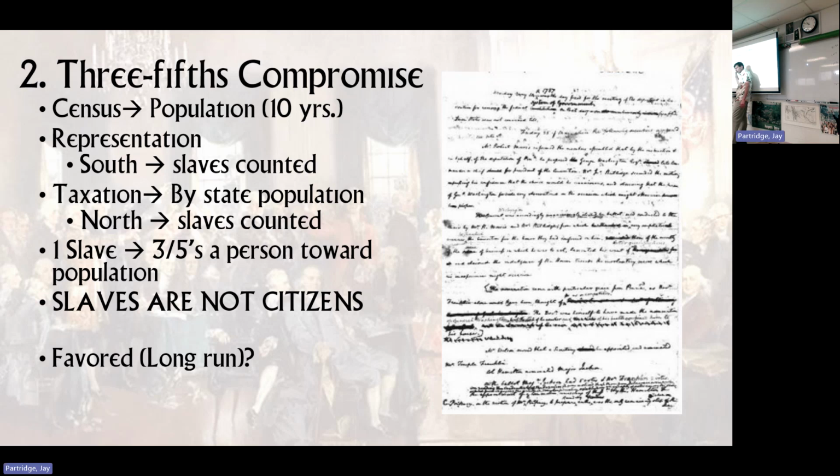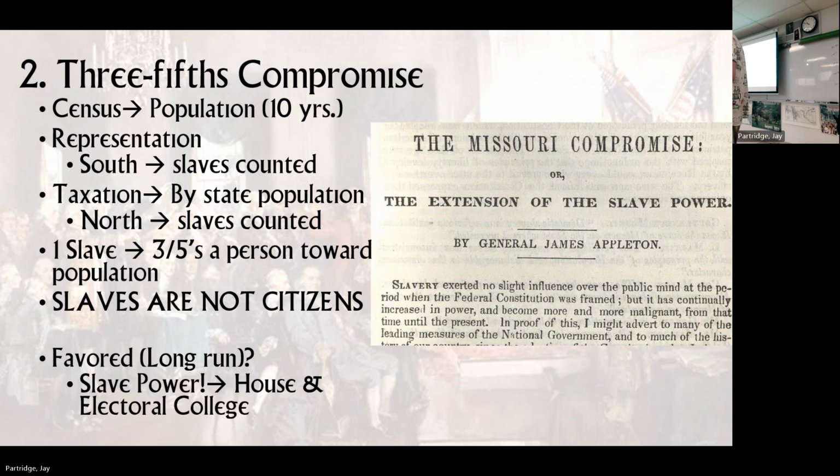Total. Massive aid. Because that means there's going to be more representatives per voter. Or another way to look at it is more representatives per citizen, which are not enslaved people. If you go by color of skin, white people in the South. And more in the House and more in the Electoral College. And the name for this is going to be slave power.